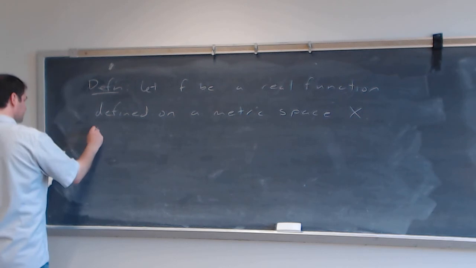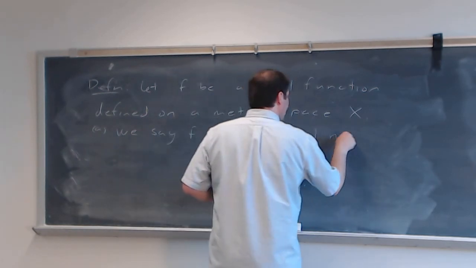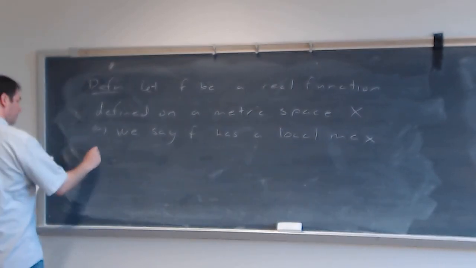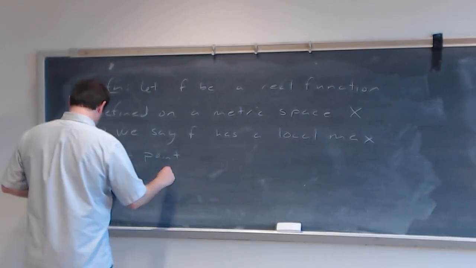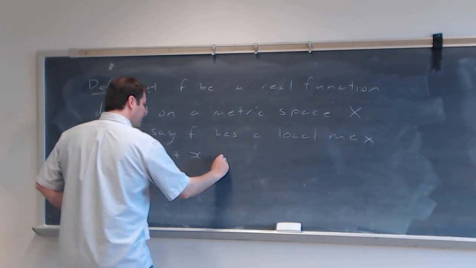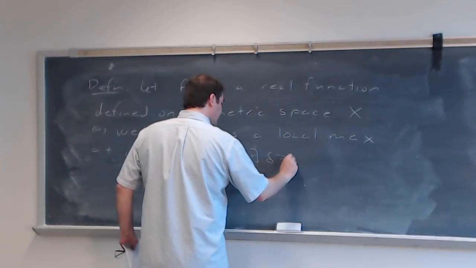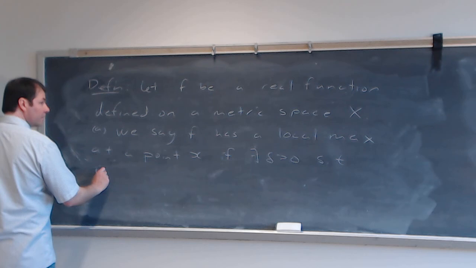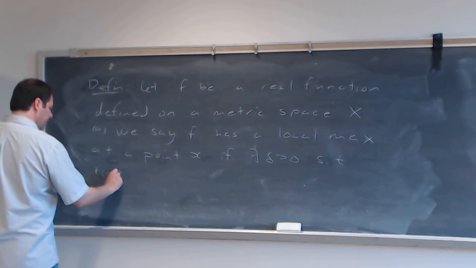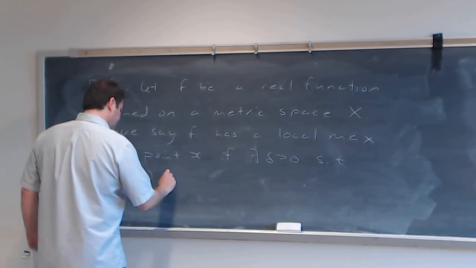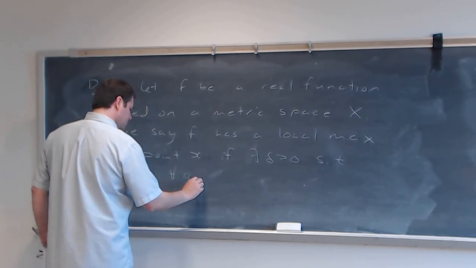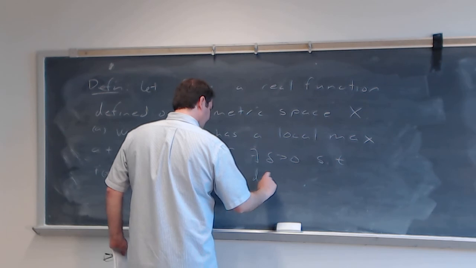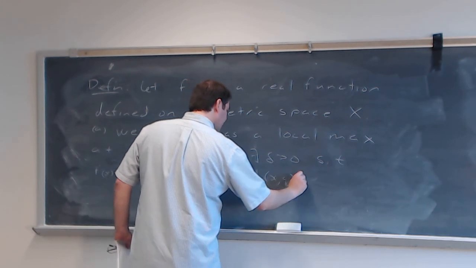We say, part A, f has a local max at a point x if there exists a delta bigger than 0 such that f of x is greater than or equal to f of q for all q with the distance in the metric between x and q less than delta.